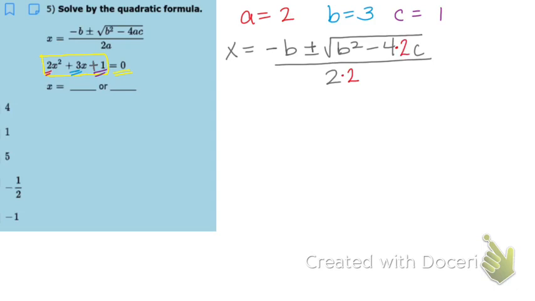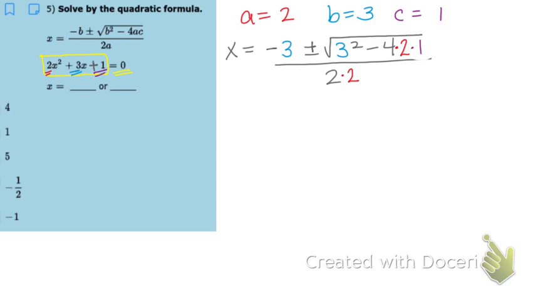Now let's do the same for the B. This is negative whatever B is, so I'm going to put a negative 3. And this is B squared, so I'm going to put a 3 squared. And then the C is 1. So let's change this to times 1.